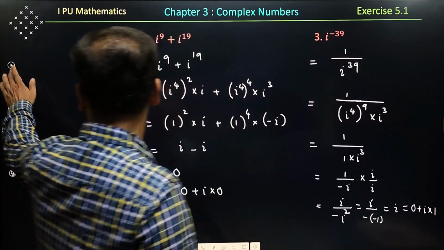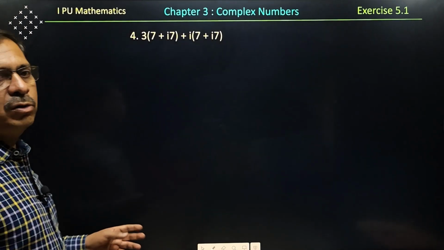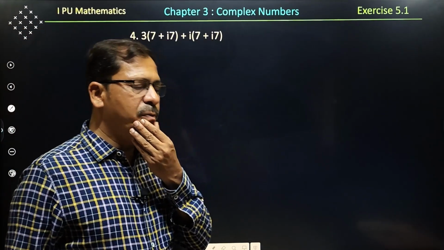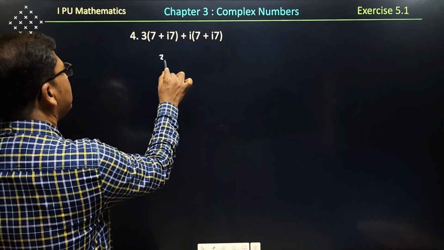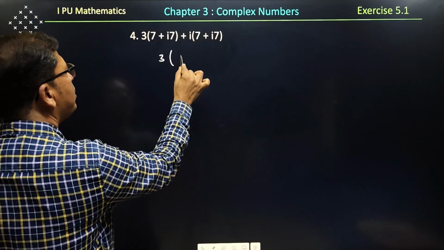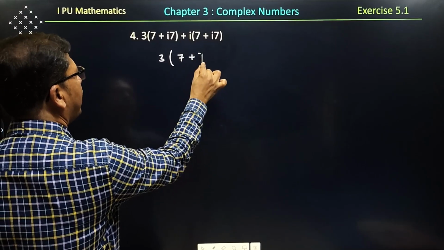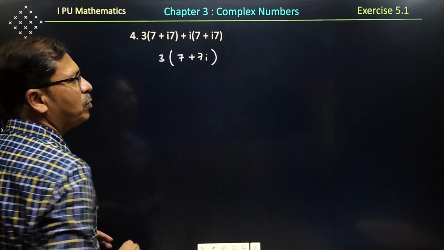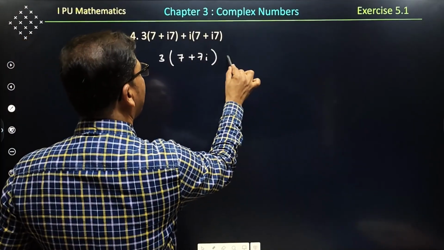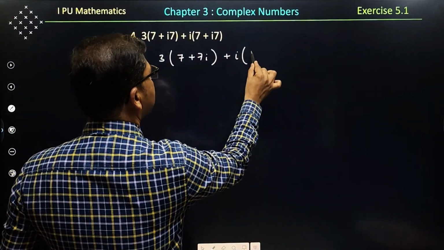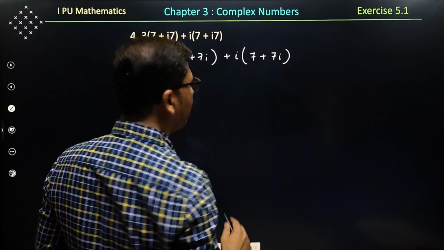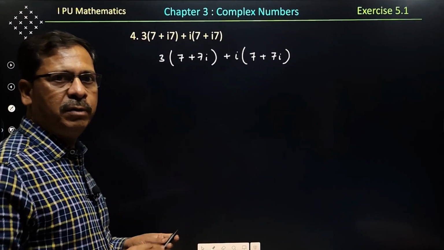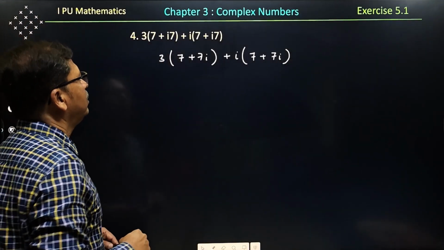Let us move to the next question, which is based on the algebra of complex numbers here. See, 3 is there, inside the bracket, 7 plus i into 7 is there. I would like to write it as 7i. Convenient. Here is the plus i into bracket 7 plus 7i. 7 plus 7i. i into 7, 7 into i both are same. Don't get confused.